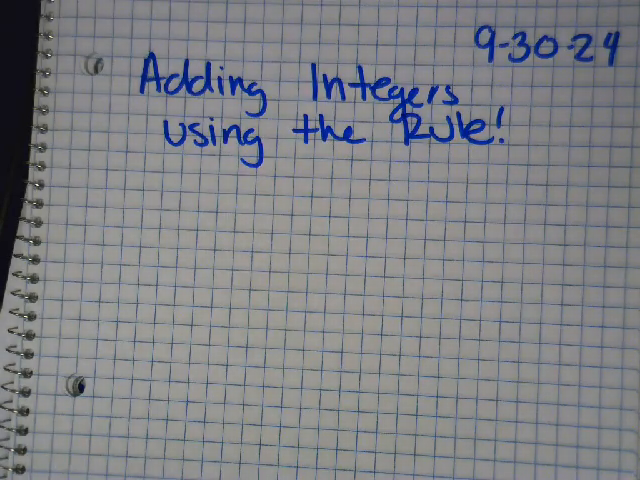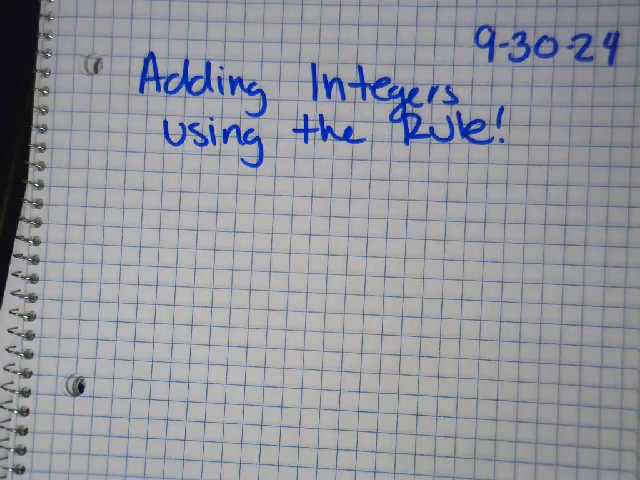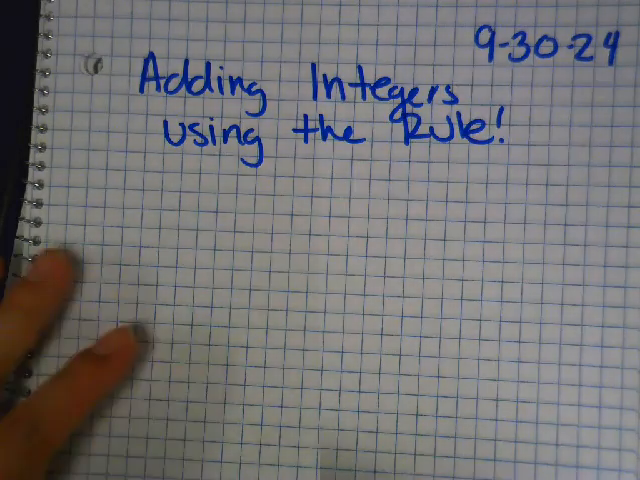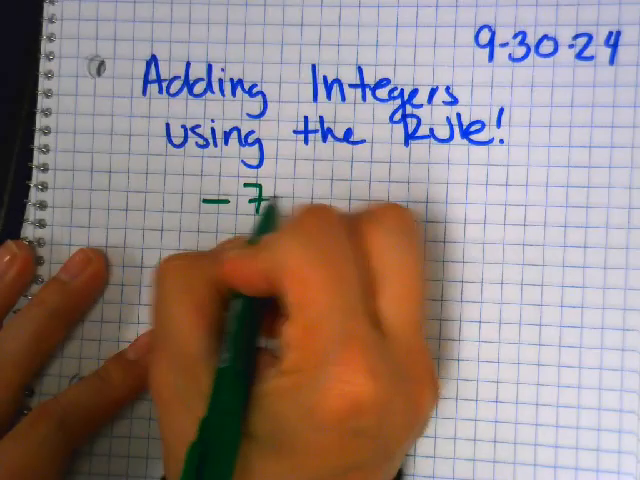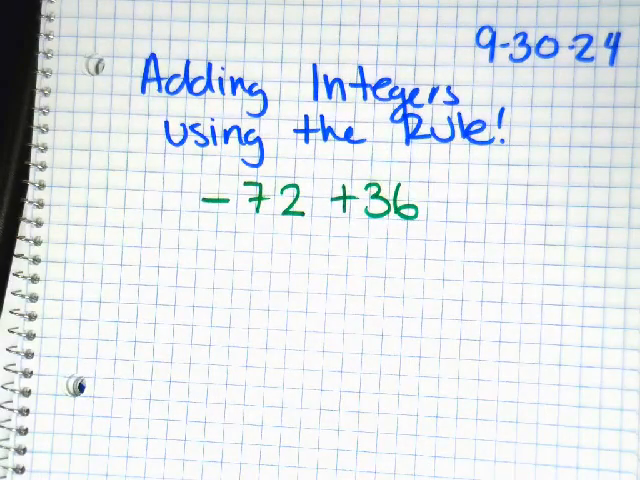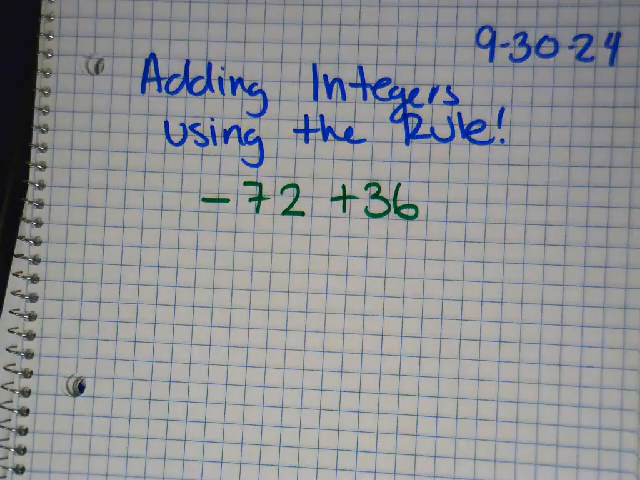Alright, so okay, we're writing this down. Adding integers using the rule. Okay, so if I were to give you negative 72 plus 36, these pretty big numbers, what would you do? Subtract. Why? Because the negative is bigger. Or, no, because the negative. Well, does anybody know why?